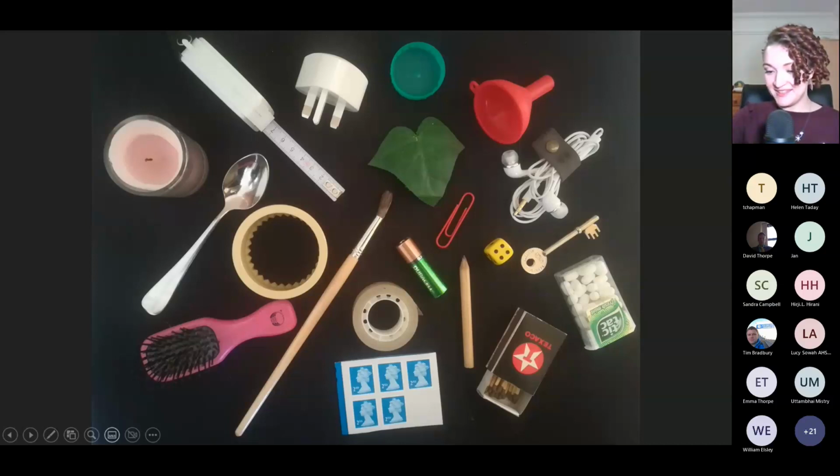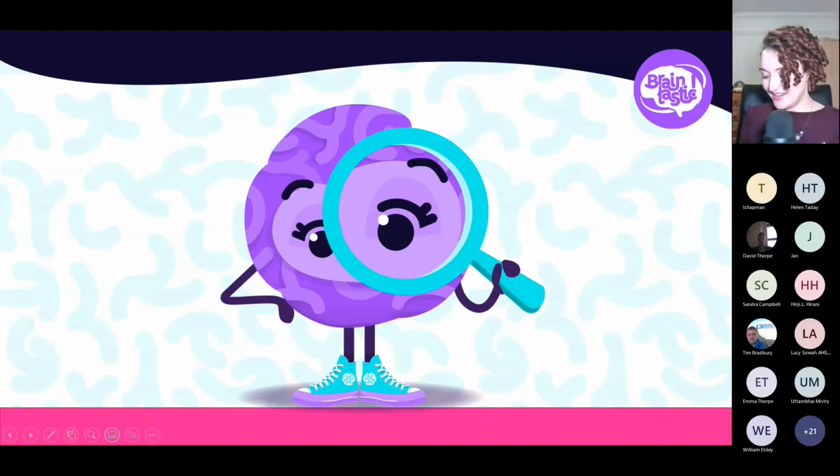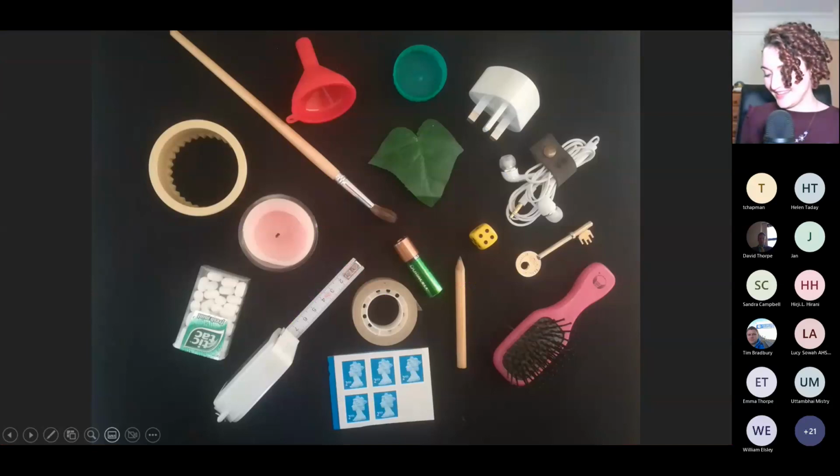Okay, couple more seconds and time's up. Okay, so now I'm going to show you the picture with some of them missing and see if you can work out all 3 things that are missing this time.